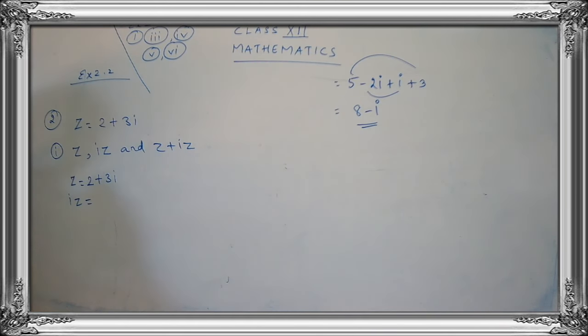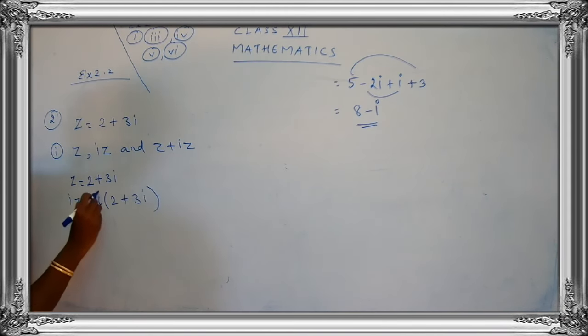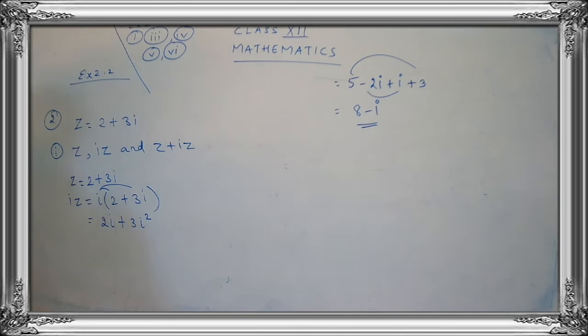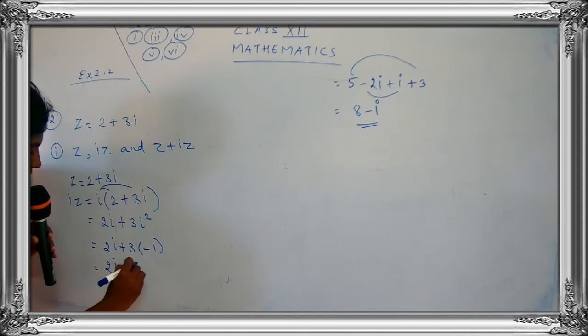Second is iz. This is very easy. You have to multiply z with i. What is the value for z, children? 2 plus 3i. So i into 2 is 2i, and i into 3i is 3i square. I know the value for i square. What is the value for i square? Minus 1. Yes, good. So this is 2i minus 3.